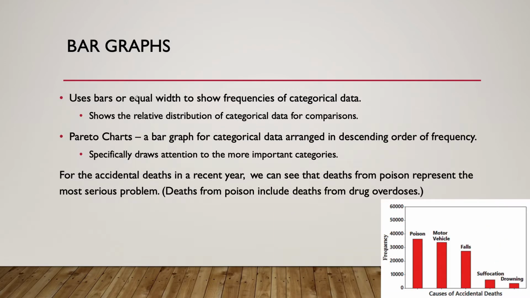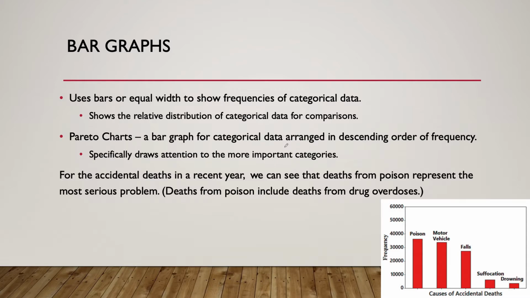A bar graph uses bars of equal width to show frequencies of categorical data. It shows the relative distribution of categorical data for comparisons. And one of the more well-known bar graphs is a Pareto chart. That's a bar graph for categorical data arranged in descending order of frequency. It specifically draws attention to the more important categories.